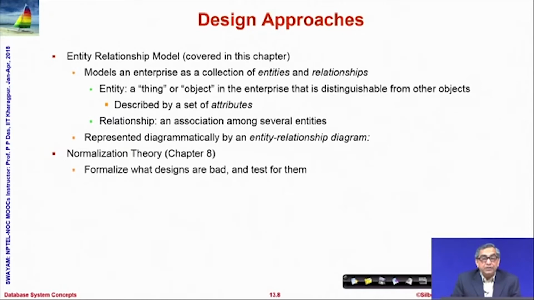We will then use it to get a set of relational schema, which subsequently we normalize. The normalization is nothing but refinement of the design, which improves a design to make it better in terms of correctness, in terms of ease of manipulation, performance and so on. So, it basically removes bad designs from the database and converts them into good designs. We will talk about this normalization theory later in the course.